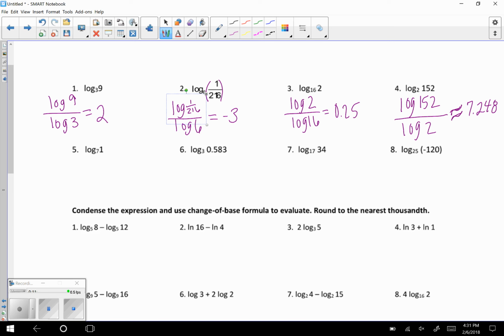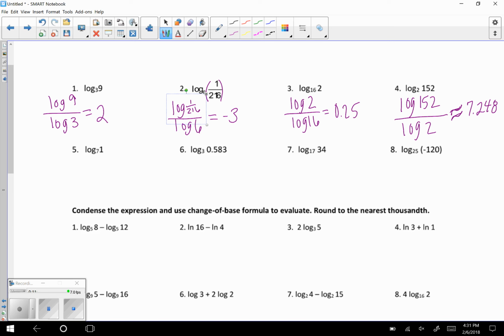So remember, the reason why this works is because we have taken all 4 of those and we've changed them to have a base of 10. Okay, and you could change it to have a base of e by using ln. So like number 4, you would have done ln of 152 over ln of 2 and gotten the same thing.